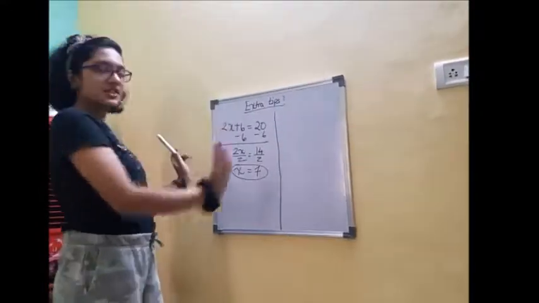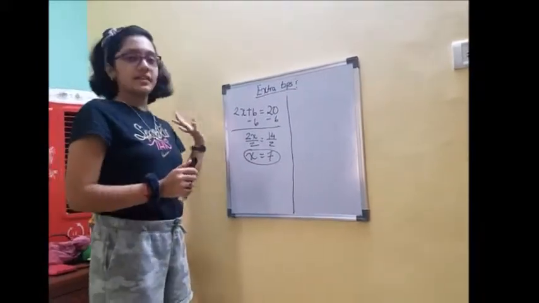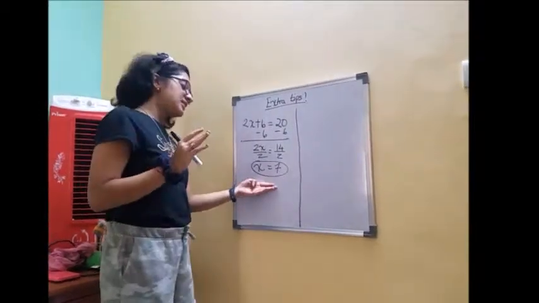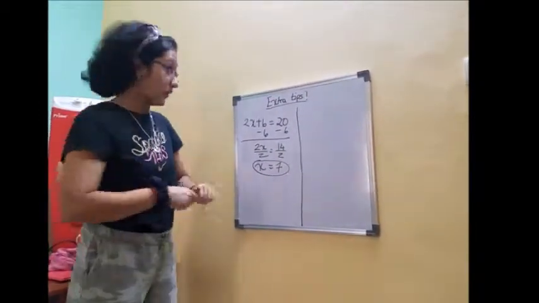So this is just an extra tip. So now I have solved this simple linear equation and got this number. But how do you know if this is right or wrong? Well, I have a trick for that.